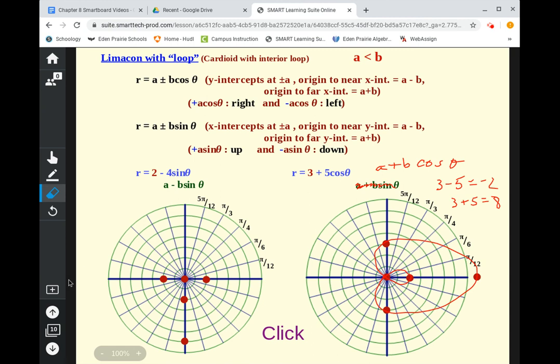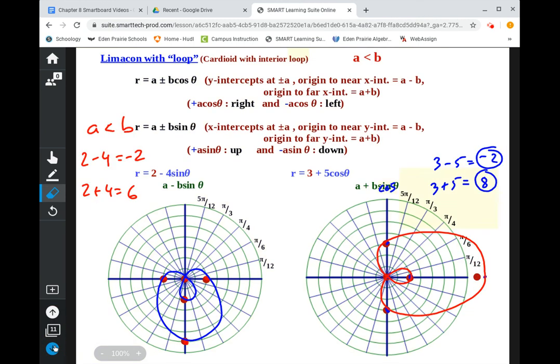Make the graph. Here's all the work for it. There you go. 2 minus 4 is -2. 2 plus 4 is 6. So the negative y-axis.